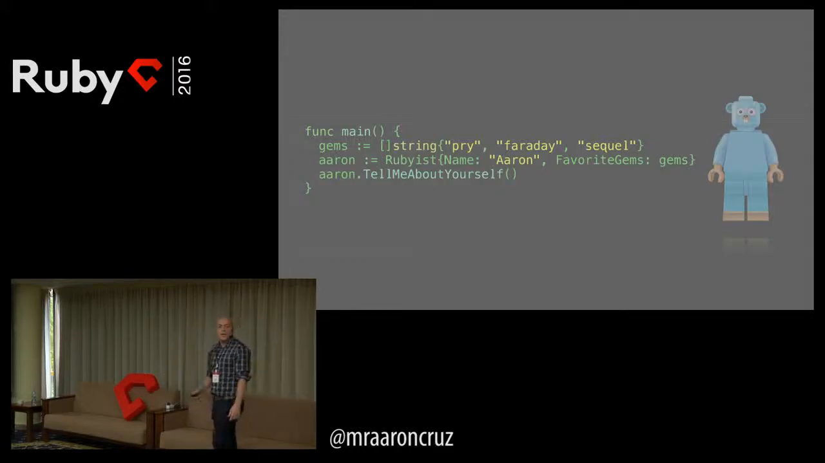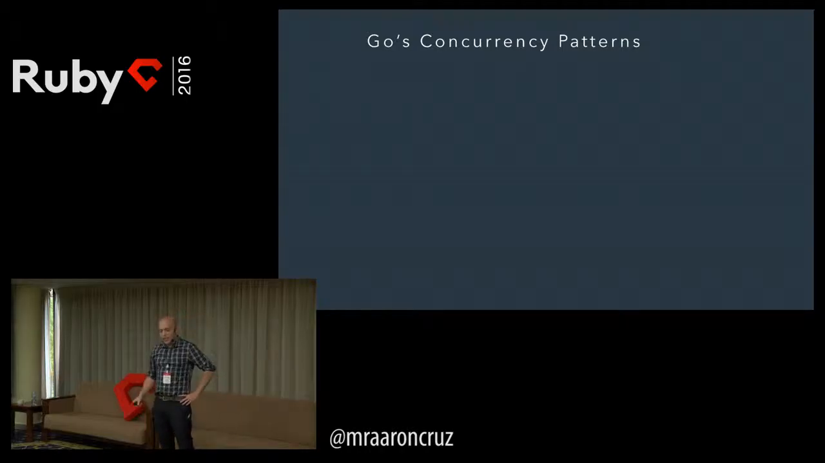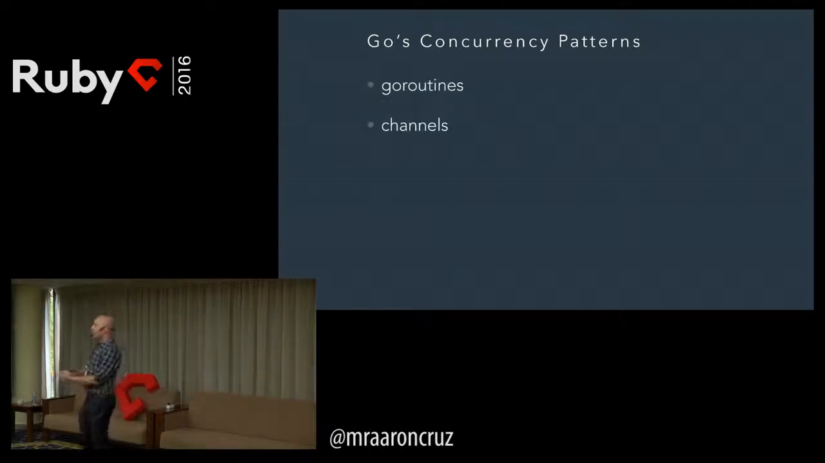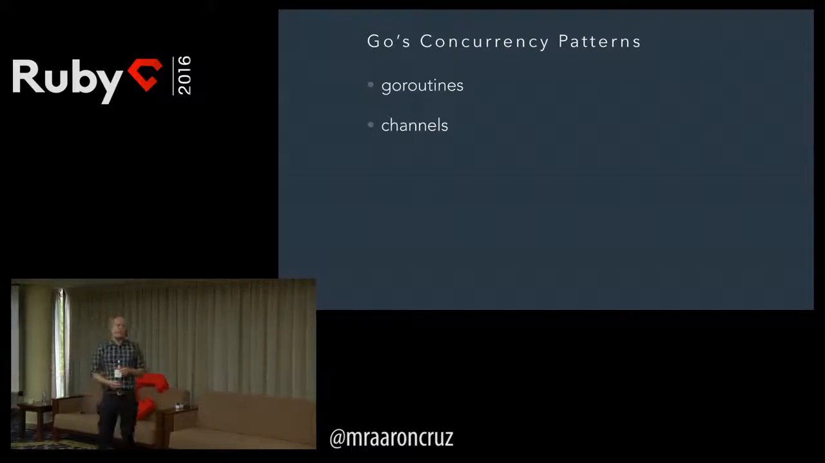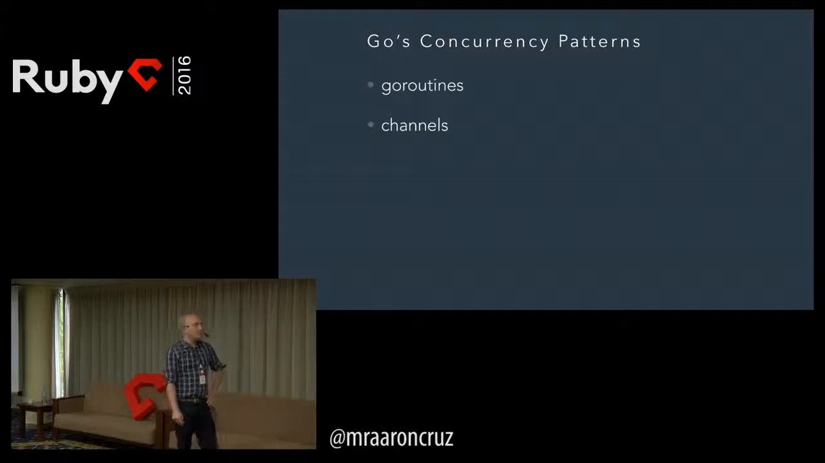With Go, the concurrency pattern they use is goroutines and channels. A goroutine is a function that runs in the background. It would be kind of like doing Thread.new. And then a channel is something where you communicate between these different processes. It's very similar to a Unix pipe.